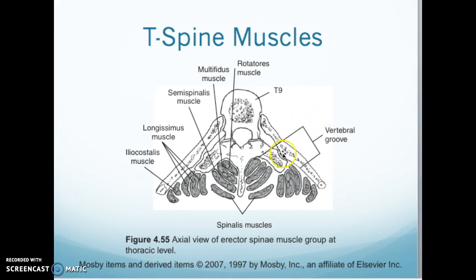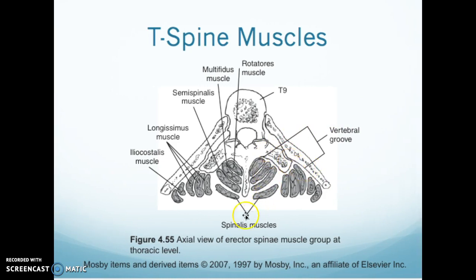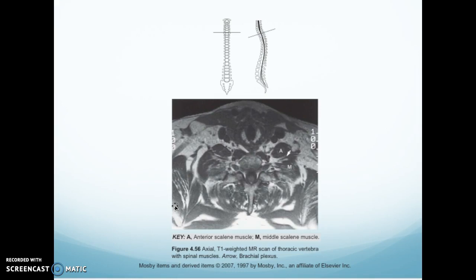We're looking here, this is your vertebral groove, and then we have the splenius muscles, and we have rotator, multifidus, your semispinalis, longissimus, and your iliocostalis muscles. So looking here, we have your anterior scalene muscle and your middle scalene muscle, and then we have nerves that run through there. So that little black line that's pointing with the arrow on it is actually a nerve.